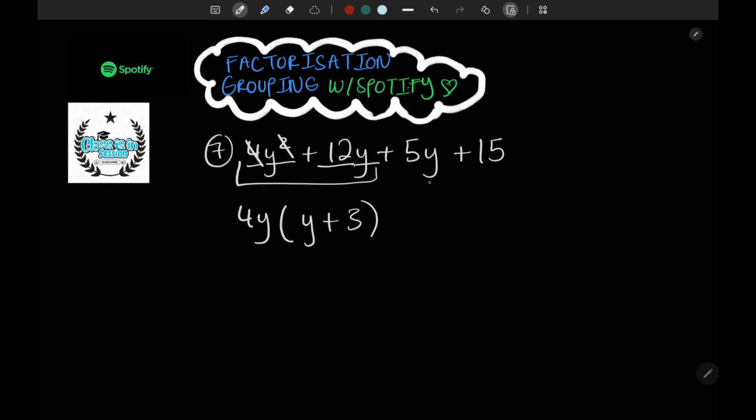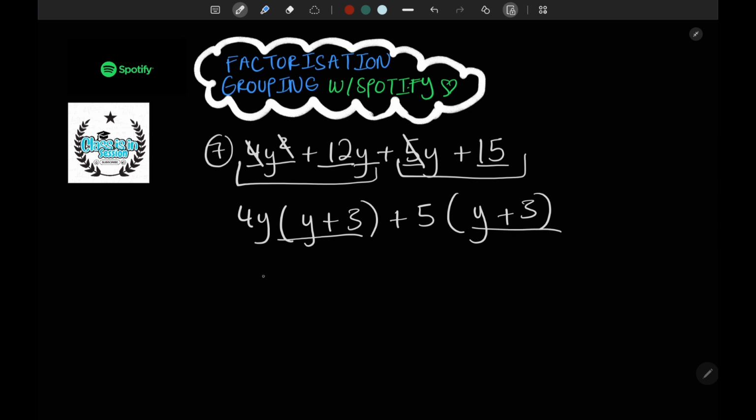Plus 3. Let's move to the last two terms. You have 5y plus 15. 5 and 15. Our highest common factor is 5. Open a bracket. 5 divided by 5, 1. We're left with y. 15 divided by 5 is 3. You have y plus 3 and y plus 3. Write it in the first bracket, y plus 3. And in the second bracket, write what's outside your brackets, 4y plus 5. 4y plus 5.